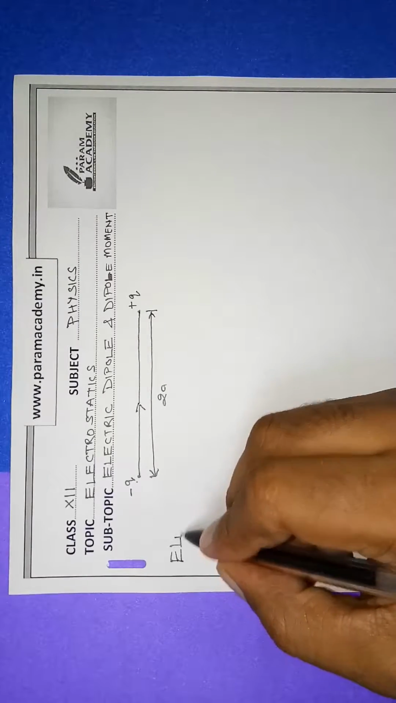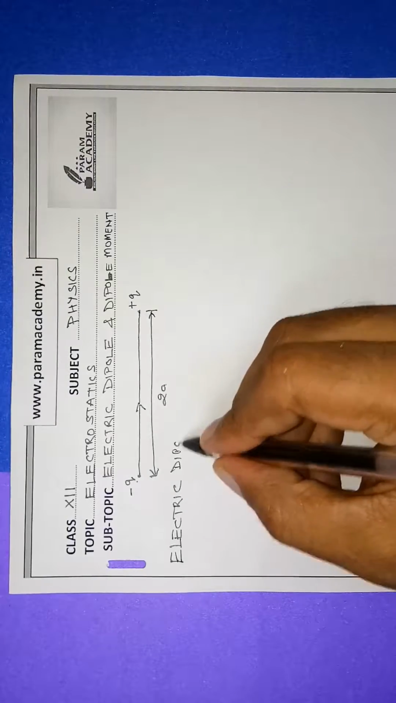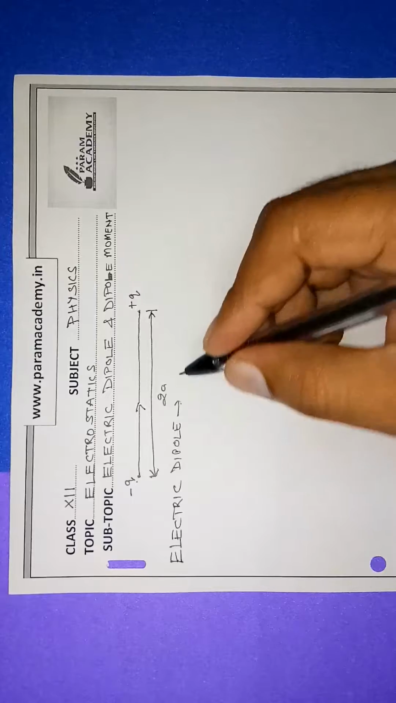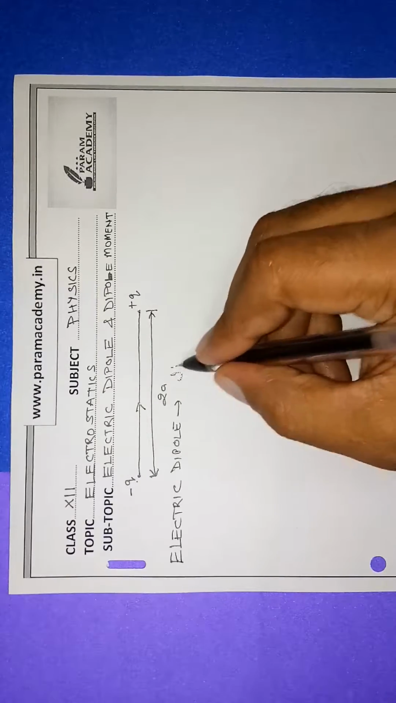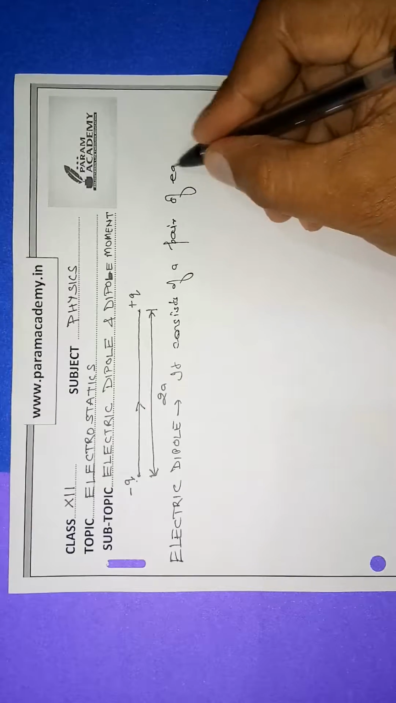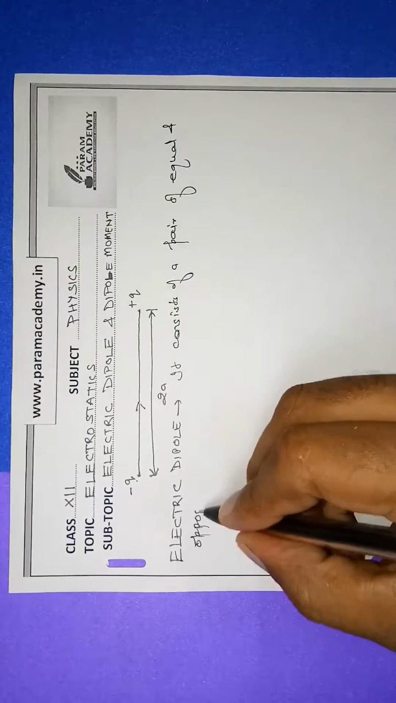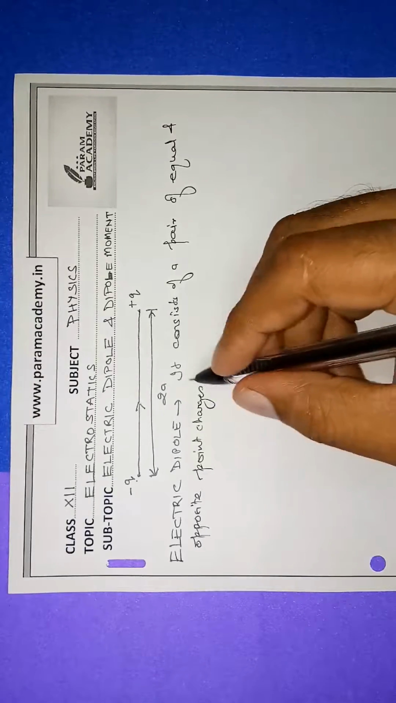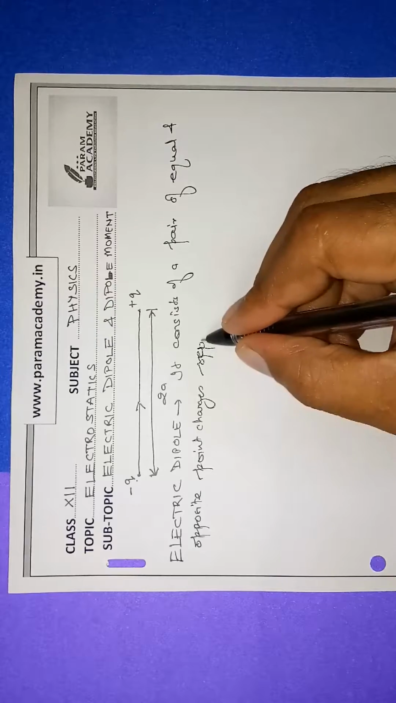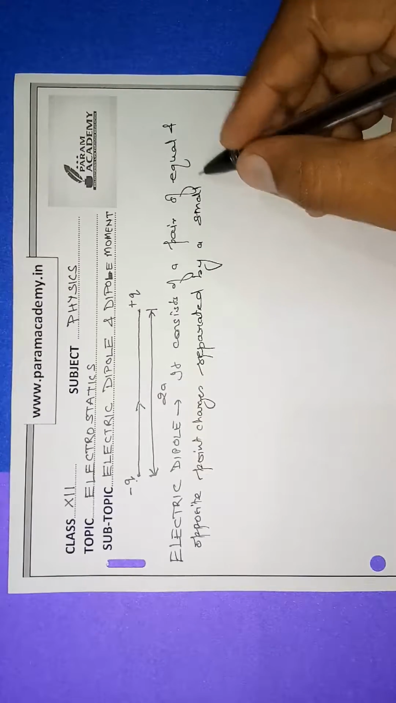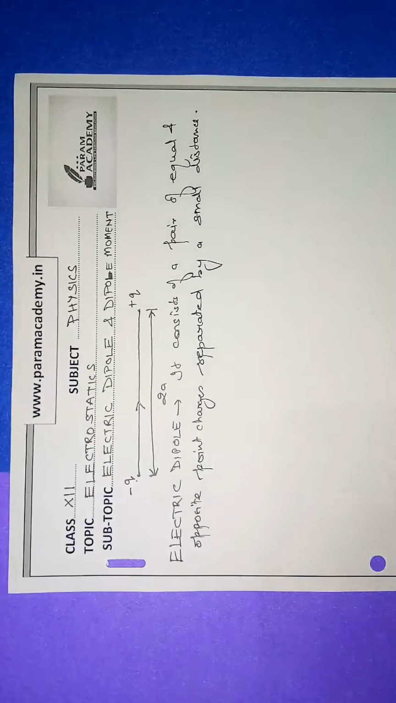So an electric dipole consists of a pair of equal and opposite point charges separated by a small distance.